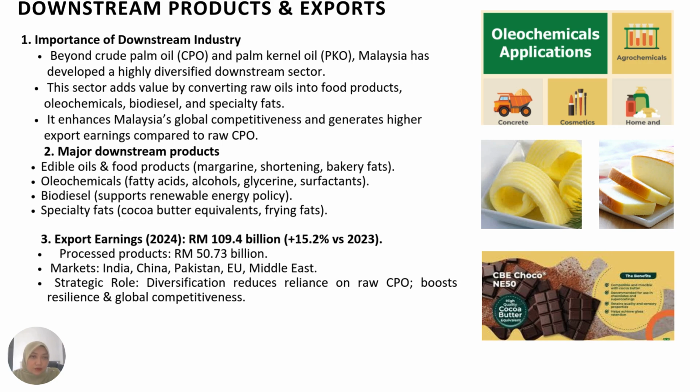Okay, let us go through the downstream products and exports. Palm oil products can be classified into food products, oleochemicals, biodiesel, and also specialty fats. In 2024, Malaysia exported about 109.4 billion worth of palm oil, with key markets including India, China, the EU, and also the Middle East.